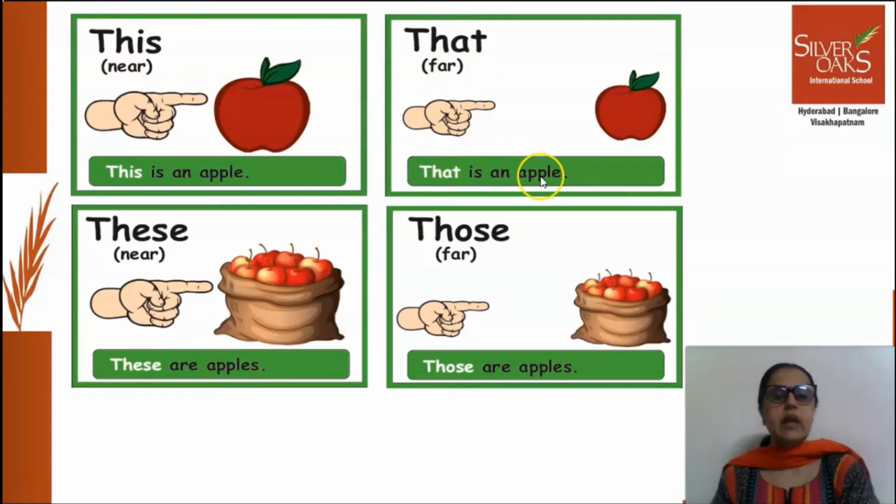That is an apple. In this picture you can see there are many apples and they are near us. So we will use the demonstrative pronoun these, saying these are apples. And in this picture there are many apples but they are far from us. So we will use the demonstrative pronoun those, saying those are apples.